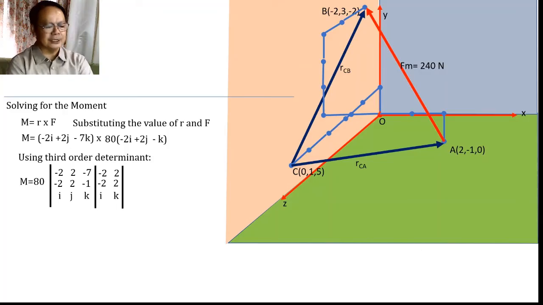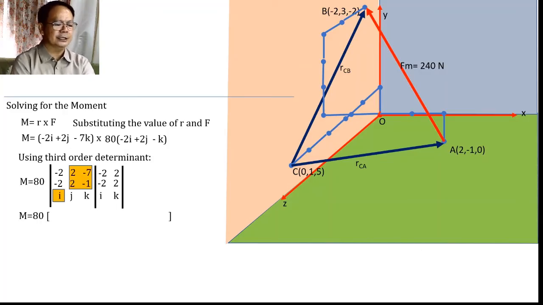And so this can be simplified by taking first the product for i, so that we have here (2 times -1), negative 2, minus the product of 2 and -7, and that is equal to positive 12 multiplied by i. For j, we have the product of 7 and 2, that is 14, minus the product of -1 and -2, and that is equal to 12 of j.